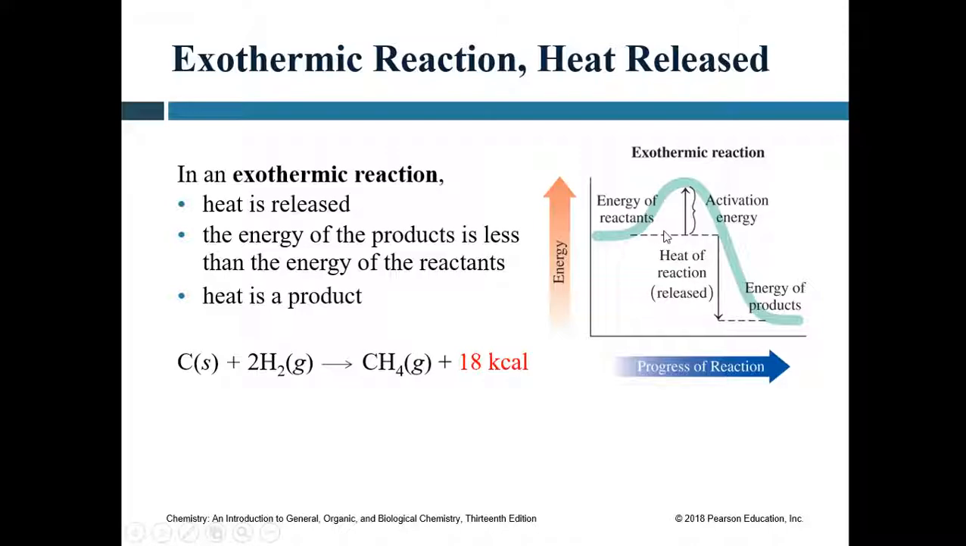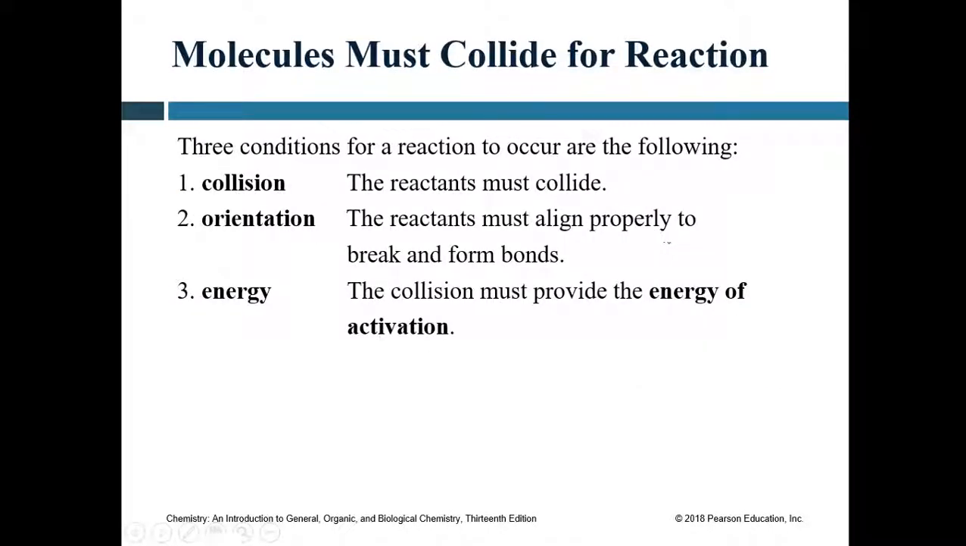But I want us to talk about what things need to happen for reactions to happen. First of all, 3 conditions for a reaction to occur are the following. Collision. You first got to get the reactants to collide together in order for them to be able to react. But they can't just collide together. They have to be oriented correctly.